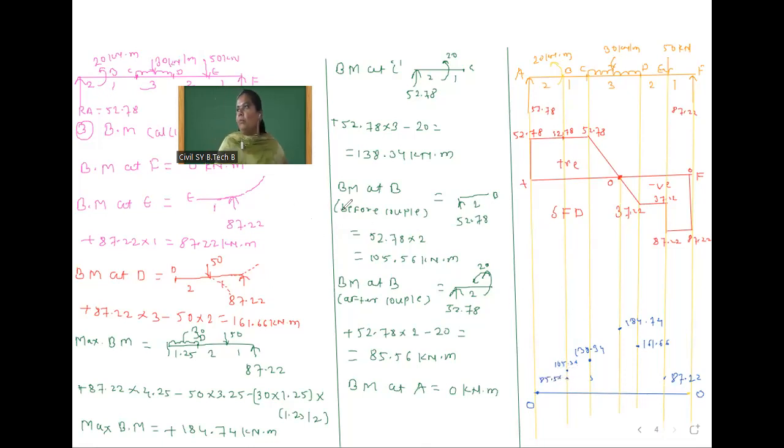Now, where will the parabolic nature be? In between C to D. So from C to D, the nature is parabolic. And after that, we have to draw straight or inclined lines. So we'll start from this point here.